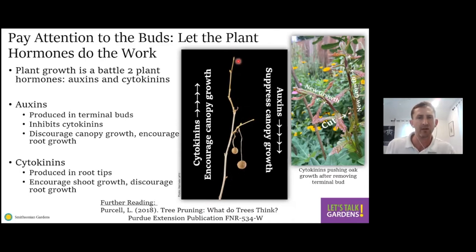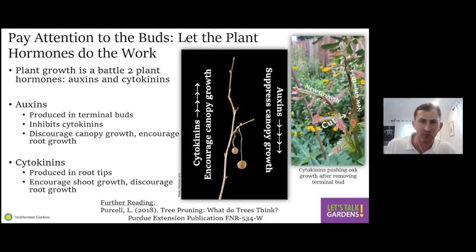So if we don't remove these tips out here at the ends, they will continue to produce auxin, suppress the effect of cytokinins, and we'll have much more controlled growth in the branch that we're pruning. So again, auxins produced up here in the tip counteract the effects of the cytokinins from below and discourage these buds from bursting into growth. On the other hand, those cytokinins that are coming up from the base, if there's no auxin to counteract them, they will encourage these buds to grow.